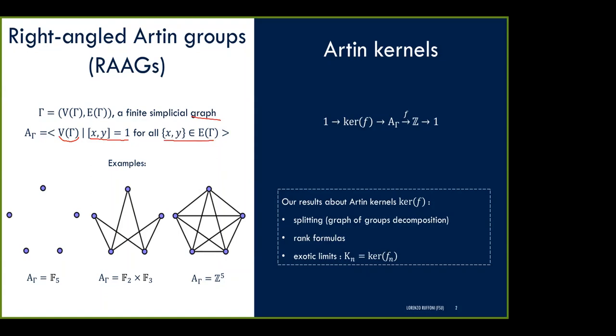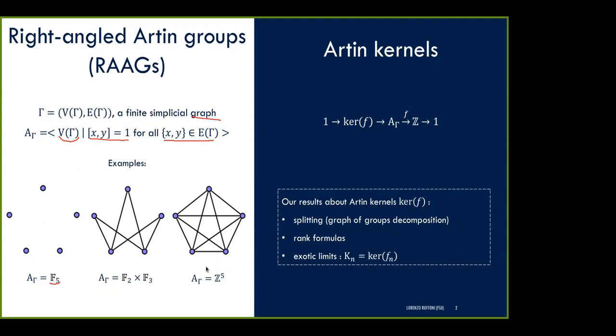So these are groups in which the only thing that can happen is that some variables commute. That is really the only relation that you have. Examples are over here. If I start with a totally disconnected graph like the one on the left, I have here 5 vertices. I generate a group which is a free group of rank 5, just one generator for each vertex, and nobody's commuting with anybody.